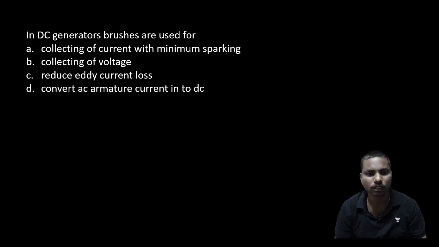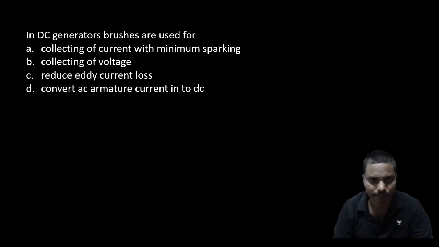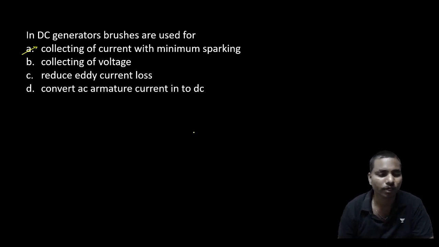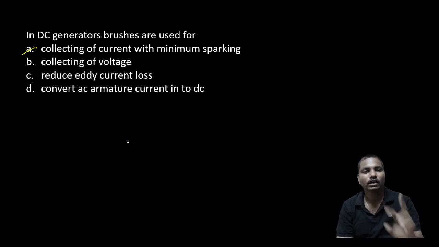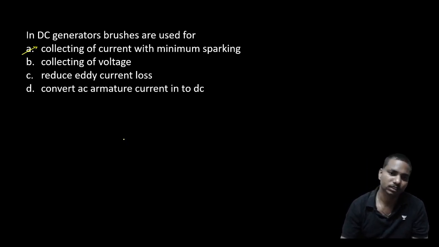Coming to the next question. In DC generators, brushes are used for what purpose? Brushes are used to collect the current with minimum sparking. We can use copper brushes, carbon brushes, and also metal graphite like copper graphite, which are somewhat alloys. Carbon brushes have so many advantages.